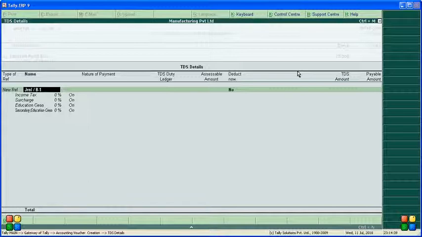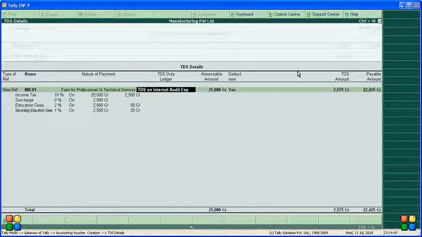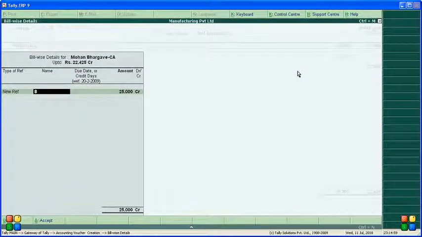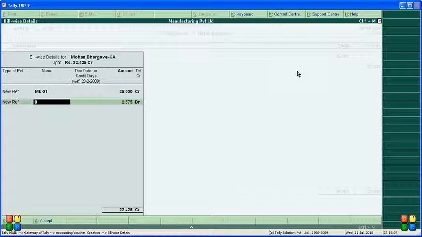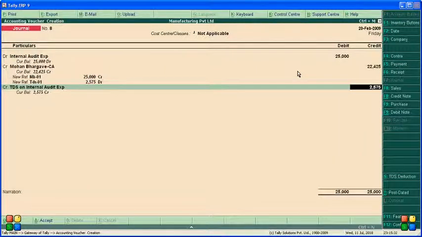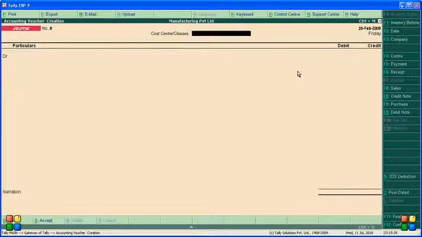No problem, you can take Mohan Bhargav 01. Here, fees for professional or technical services. Type of duty TDS, TDS on internal audit. This is 25,000. Deduct now, yes. It's 22,425 right now. New ref Mohan Bhargav 01. Accept the screen again. New ref, total 22,000. TDS 01, we are taking. Here take TDS on internal audit, it's 2,575. Accept the screen. Yes, this screen is accepted.